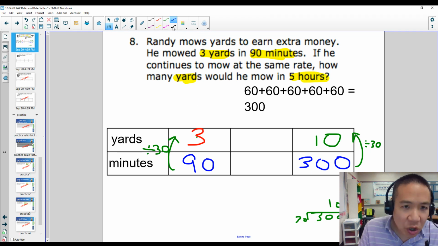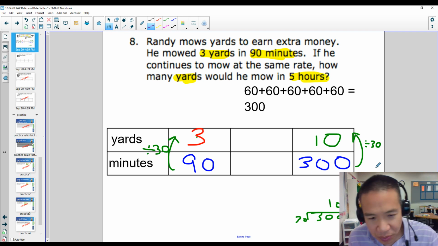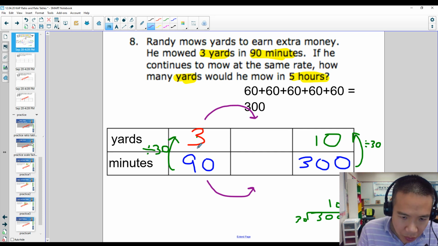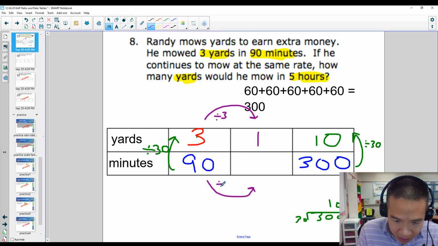But what if you don't like doing the up and down relationship? You'd rather do something called a side to side relationship. So we can break it down using unit rate. I'm going to break it down to 1 yard. So I'm going to divide by 3, which gives 30 minutes. So every yard takes 30 minutes.